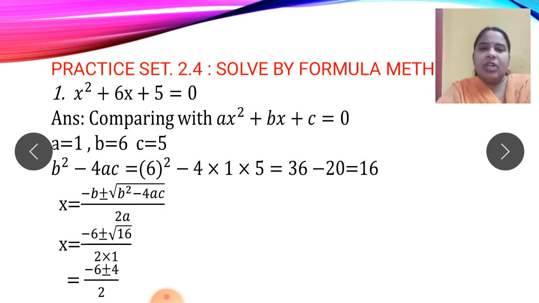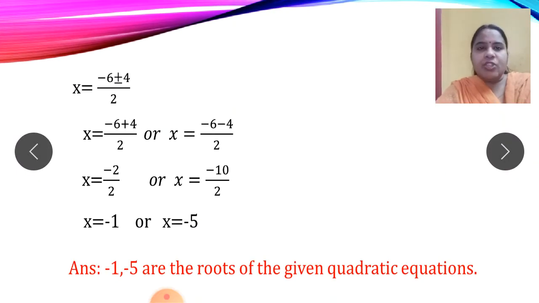Correct? Now the square root of 16, I hope you know that it is 4. So I'll get minus 6 plus or minus 4 upon 2. All these steps, I hope, are clear. From this I will be getting two values. One is minus 6 plus 4 upon 2, and minus 6 minus 4 upon 2. I hope you are understanding it. So this is what we have written in the previous slide.